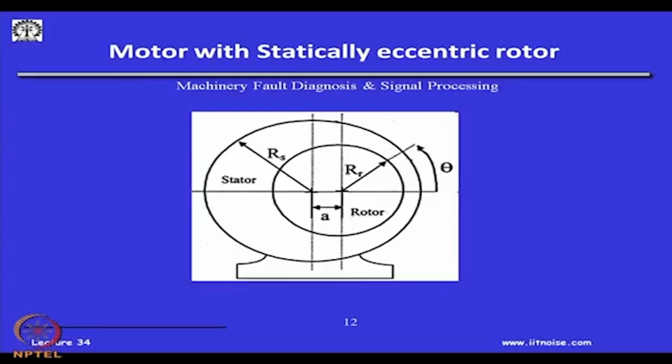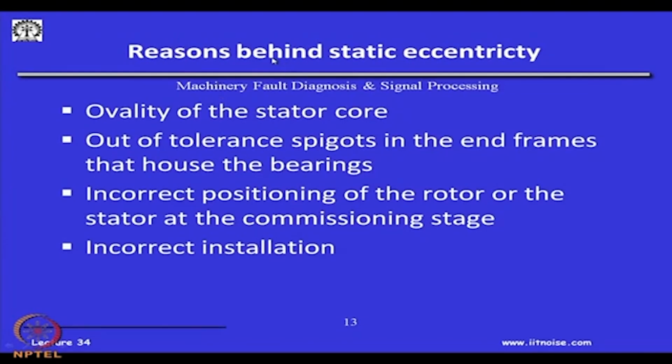There could be cases where the motors could have a static eccentricity. This is the rotor, this is the stator. This has been exaggerated here, and they have an eccentricity. What are the possible reasons behind this static eccentricity? One is the stator core is not a perfect circle, but oval. Out of tolerances at the end frames that house the bearings, so bearings themselves are not aligned. Incorrect position of the rotor or the stator at the commissioning stage.